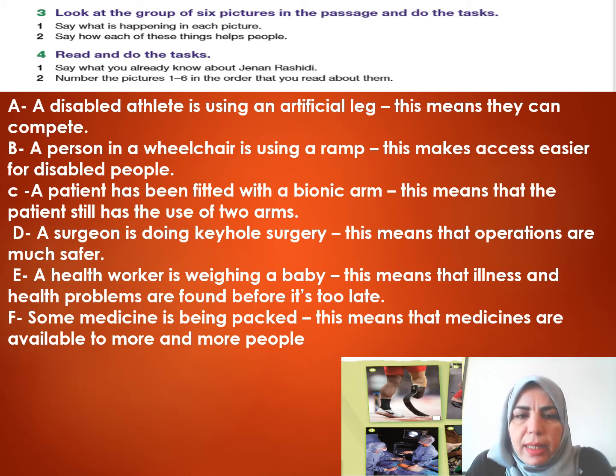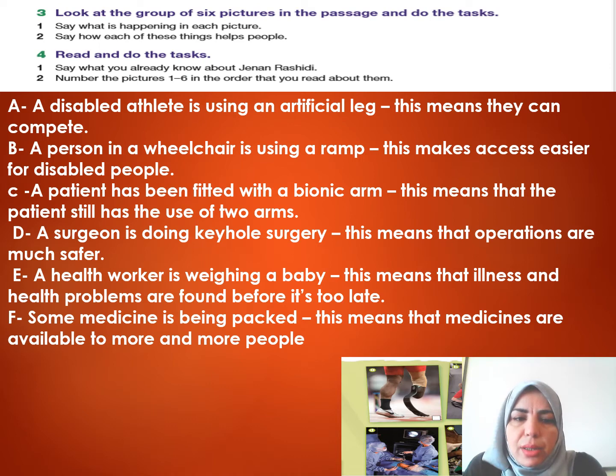A, a disabled athlete is using artificial legs. This means that they can compete. B, a person in a wheelchair is using a ramp. This makes access easier for disabled people. C, a patient has been fitted with a bionic arm. This means that the patient still has the use of both arms.